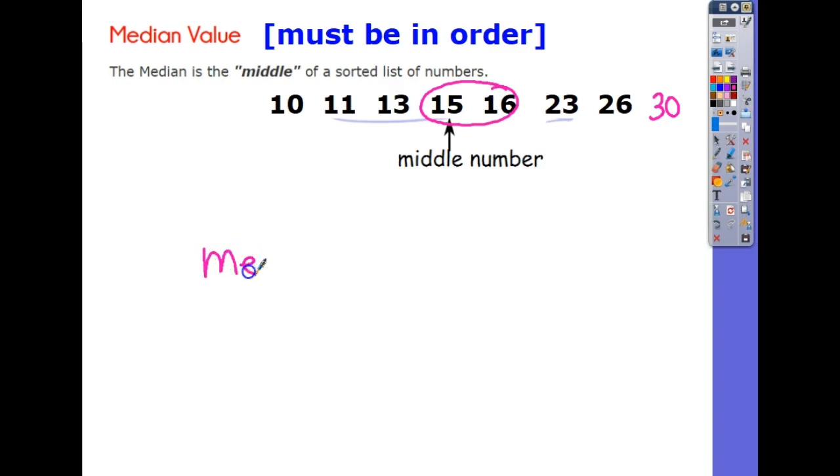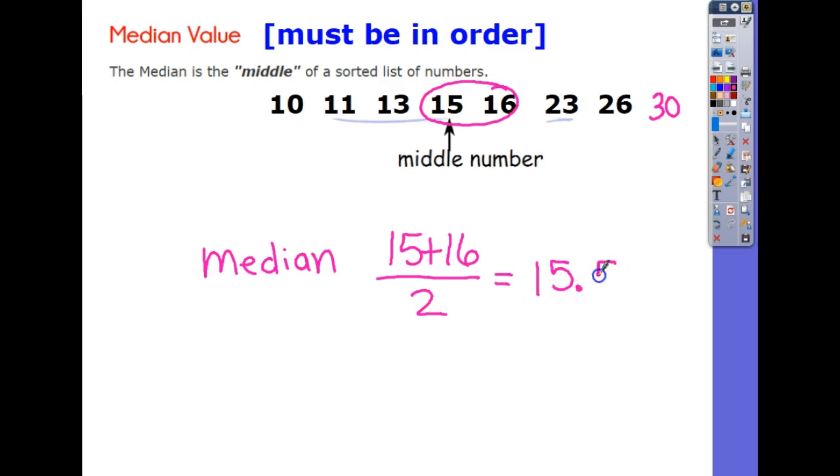And so then if you have an even number, you find the median by adding those together and dividing by 2. And so if you have an even number of numbers, you have to add the 2 middle numbers together and divide by 2, and then the median of this longer list would be 15.5. So if you have even numbers, you're going to have to add them together and divide by 2 to get the middle value.